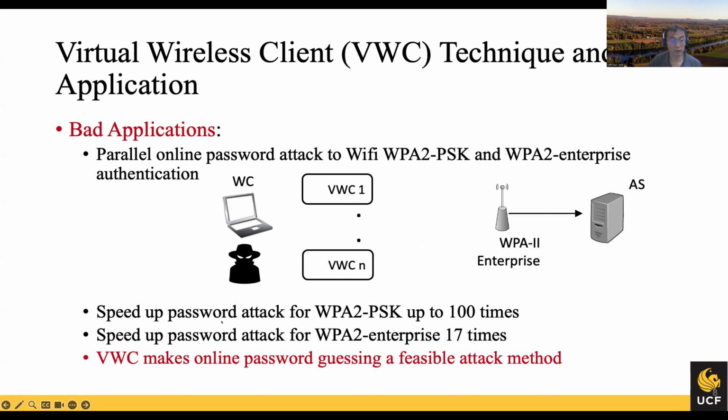Our experiment shows that with this virtual wireless client, we can speed up the password guessing speed by 100 times for this pre-shared key authentication. For enterprise authentication, we can speed it up by 17%. Enterprise-based authentication just means you need to put in a username and password. Pre-shared key, PSK, authentication is mainly the home Wi-Fi authentication method. Basically, with home Wi-Fi, you only have a single password to log in.